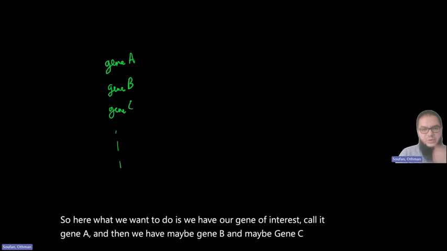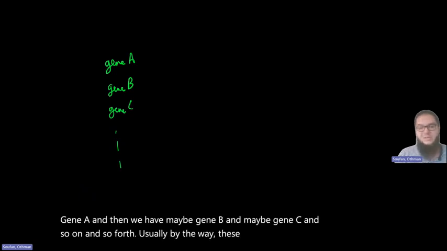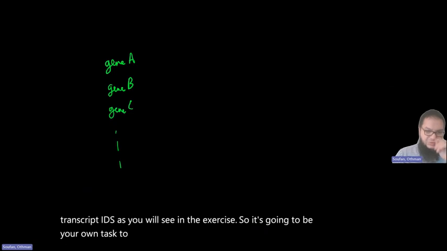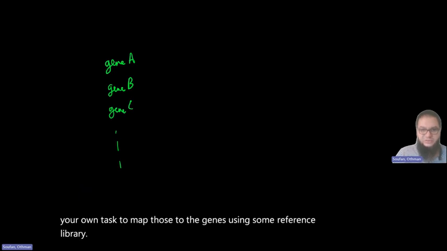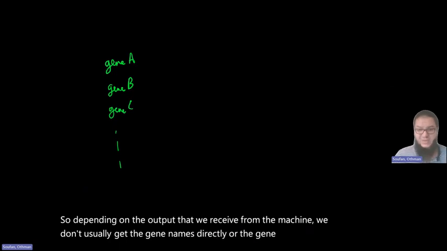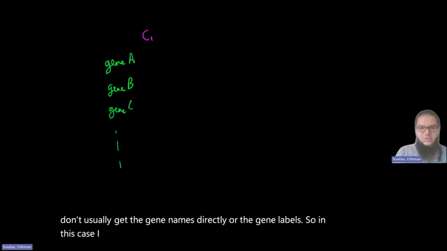Okay, so here, what we want to do is we have our gene of interest, call it gene A, and then we have maybe gene B and maybe gene C, and so on and so forth. Usually, by the way, these could be transcript IDs, as you will see in the exercise. So it's going to be your own task to map those to the genes using some reference library. Depending on the output that we receive from the machine, we don't usually get the gene names directly or the gene labels.